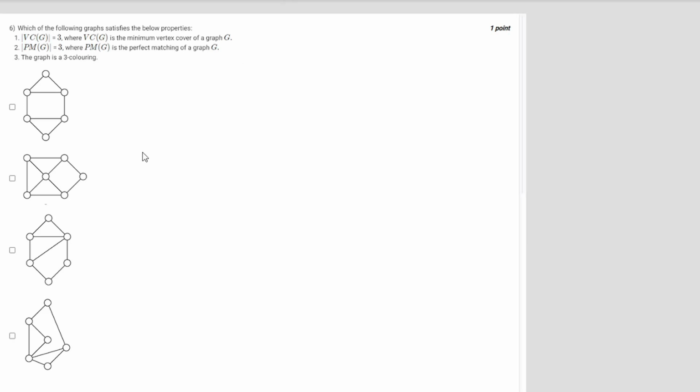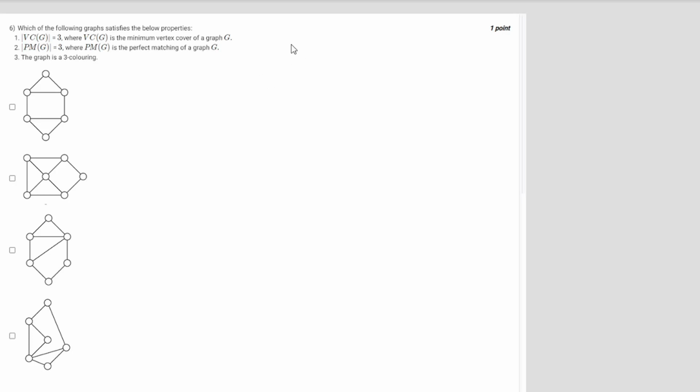Question number 6 is asking us to choose a graph based on the conditions: the minimum vertex cover should be 3, the perfect matching should be 3, and the graph is 3-colorable. When we find the minimum vertex cover, there is a very fine method to find it. This particular question is an application of lecture number 2 in week 10.